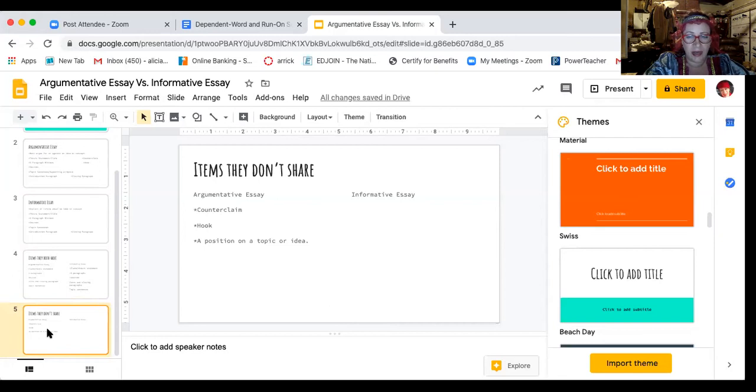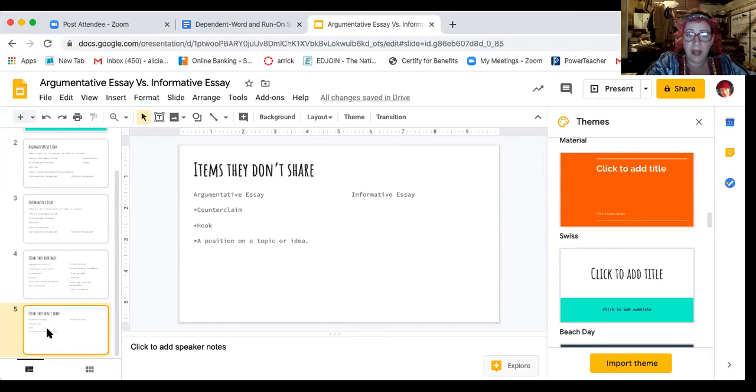Also, a hook. You don't necessarily need a hook for an informative essay. It doesn't hurt. You could still use one to draw your person in, but for the argumentative it is very, very important, because you are actually potentially trying to persuade someone to your point of view. So you need to draw them into your essay. Now, a position on a topic or idea. Position meaning you are fighting for or against something. Okay? And that's very important.